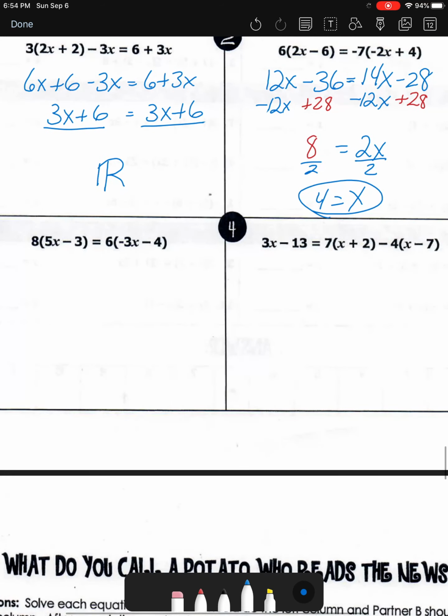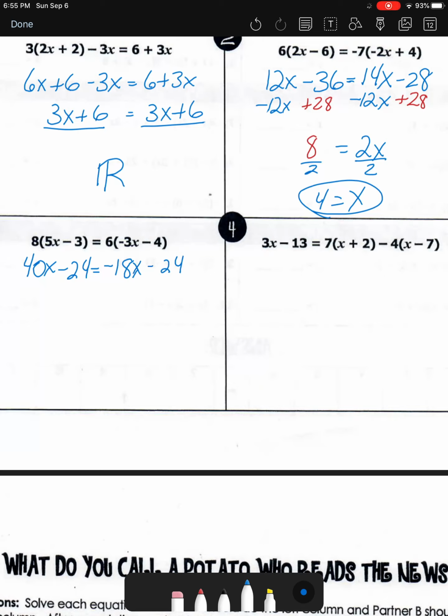Okay. All right, 8 times 5 is going to give me a 40x minus 24. The other one's going to give me a negative 18x plus 24. Whoops. The joy of having an eraser now. I blew that because it is minus 24.